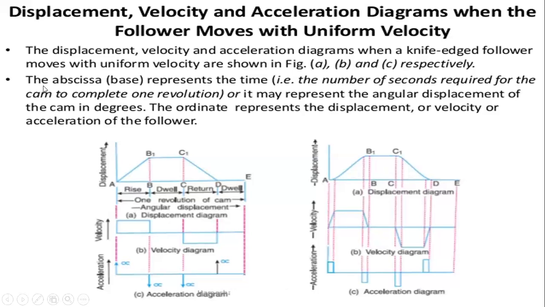The abscissa represents the time, the number of seconds required for the cam to complete one revolution, or it may represent the angular displacement of the cam in degrees, that is 360 degrees. The ordinate represents the displacement or velocity and acceleration of the follower.